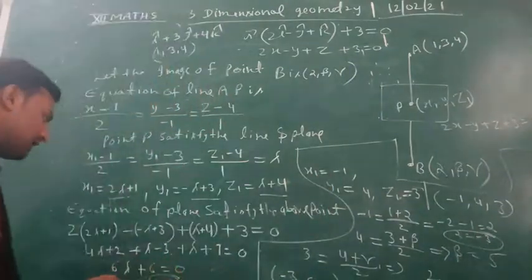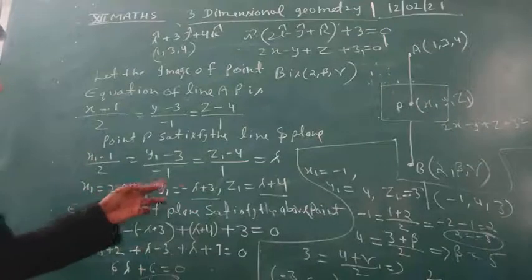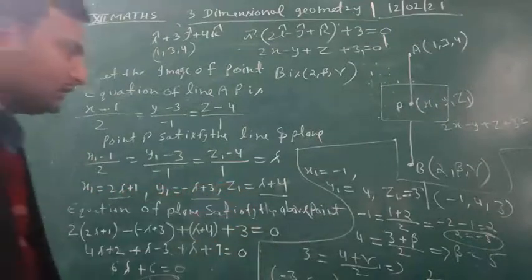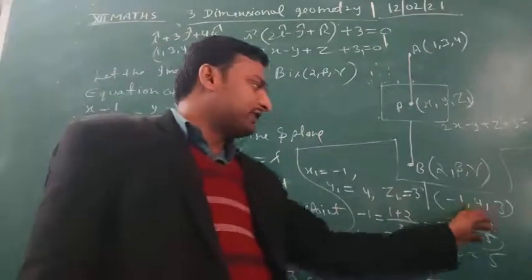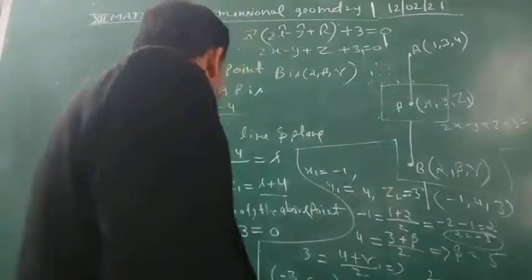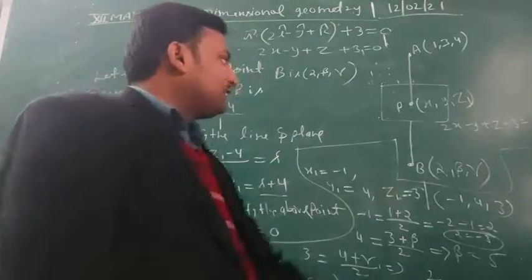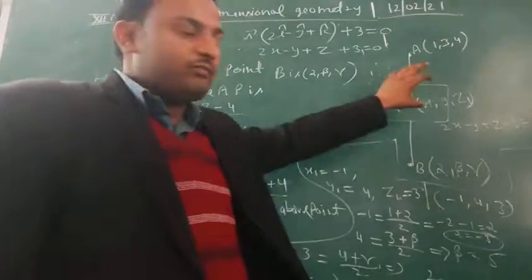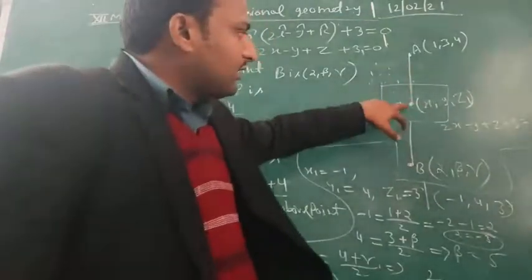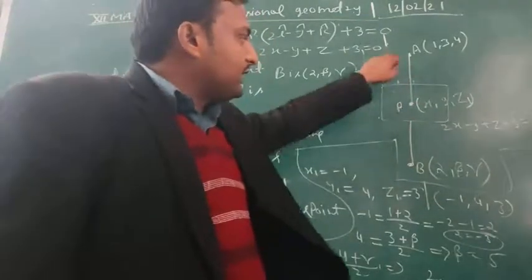After getting lambda, we substitute the value minus 1 here and here. Then we get our coordinate as minus 1, 4, 3. Okay, students, now we have to find this point. You know, the image is the midpoint of this and this.